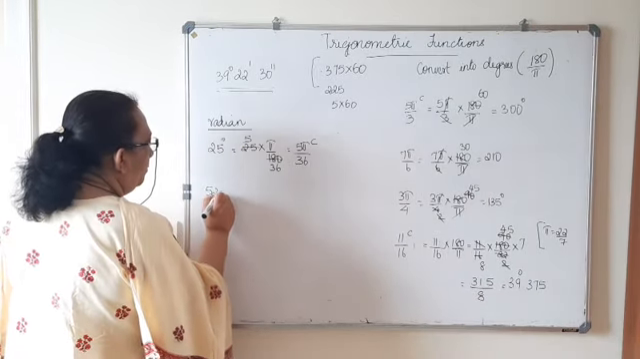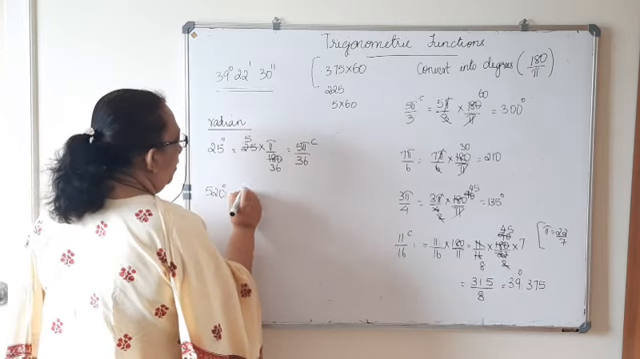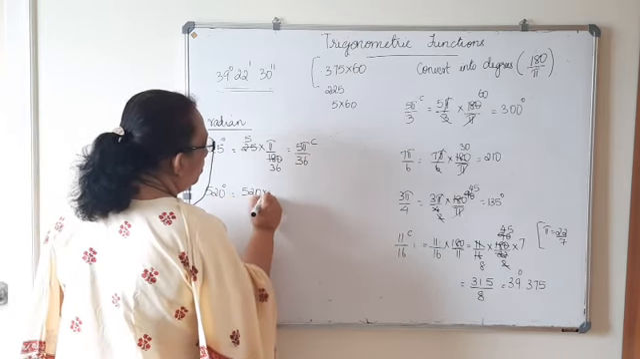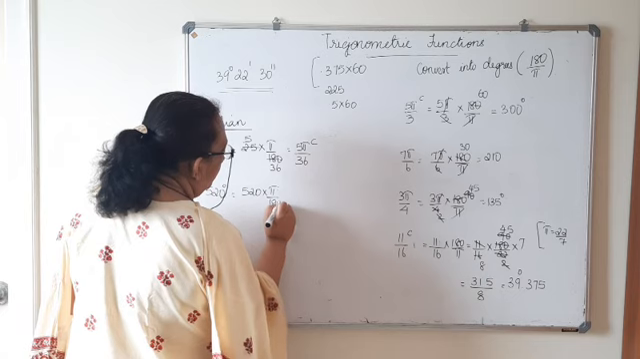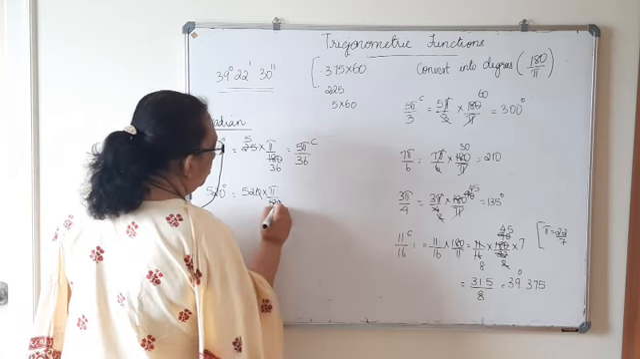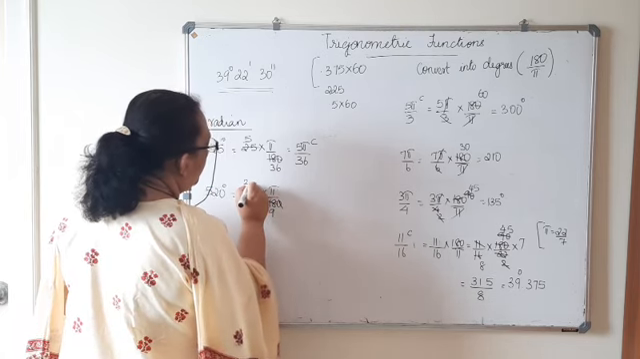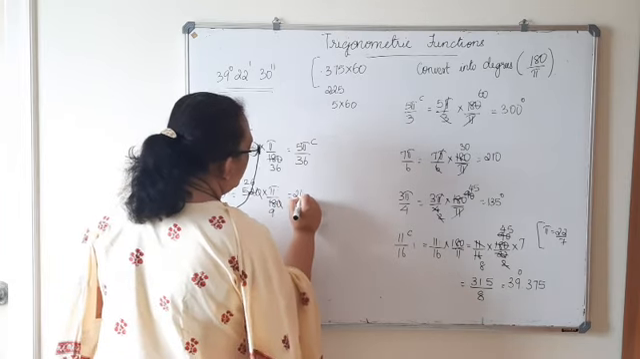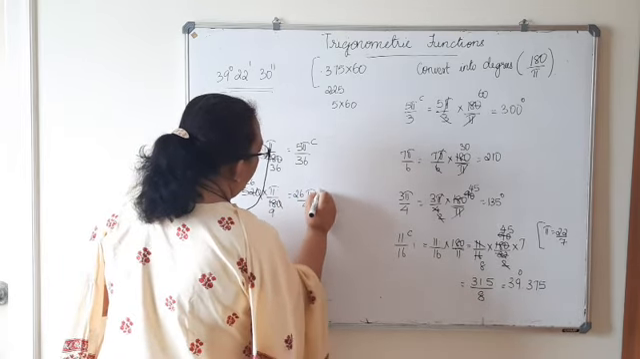520 degrees is equal to 520 into pi by 180. Cancel. 2 9s are 18, 2 26s are 52. That is equal to 26 pi by 9 radians.